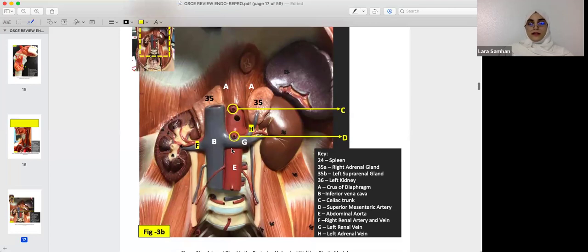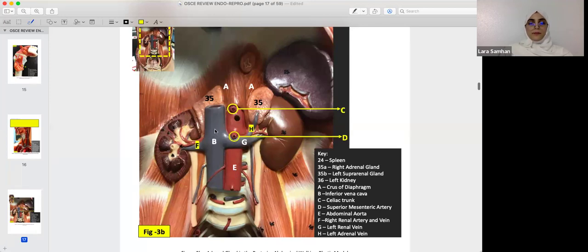So let's just get oriented to the whole thing. Like number one, we have in here, as I said, this is the kidney and this is the kidney. What's all the way above the kidney is the adrenal gland. So we have the right and the left adrenal gland. Perfect. Now let's get more oriented to those things.